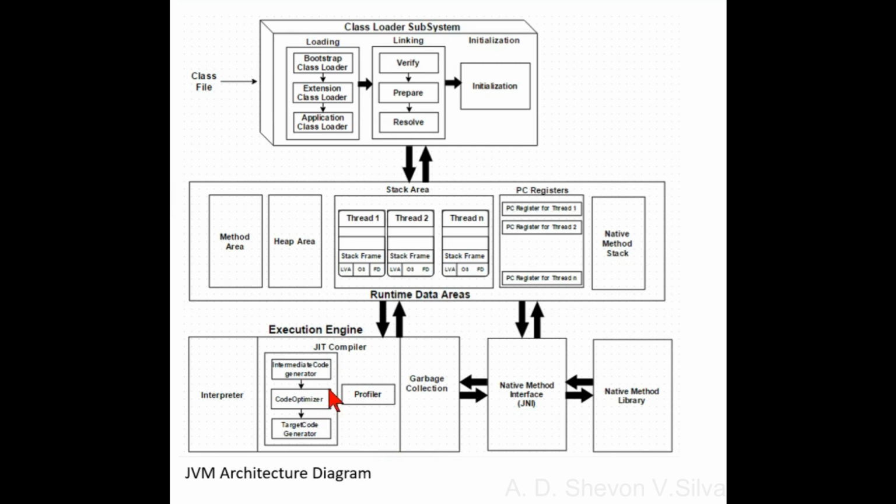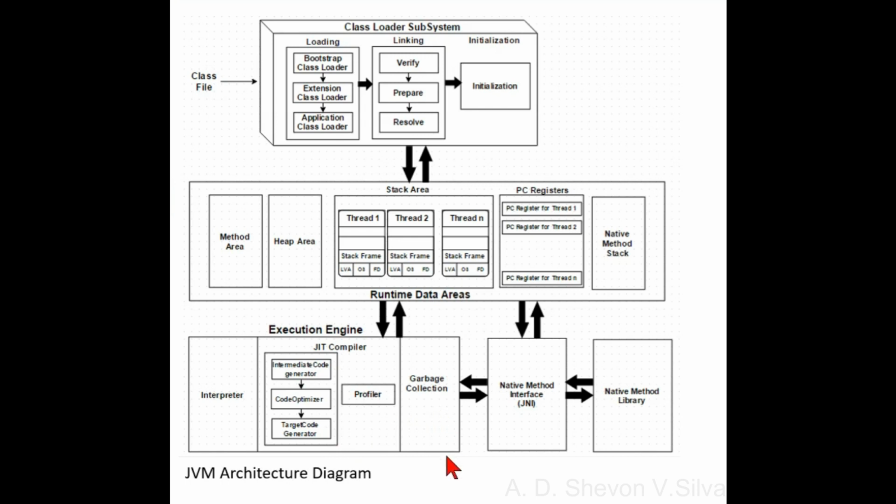Intermediate code generator produces intermediate code. Code optimizer, responsible for optimizing the intermediate code generated above. Target code generator, responsible for generating machine code or native code. Profiler, a special component responsible for finding hotspots, that is, whether a method is called multiple times or not.